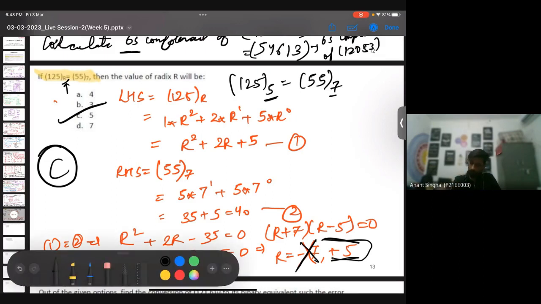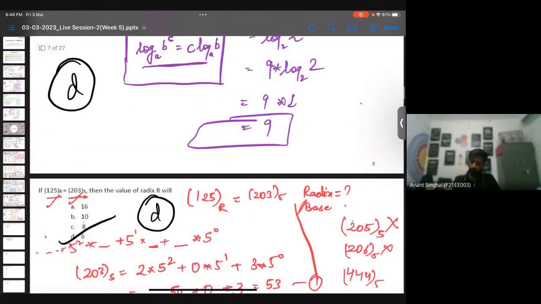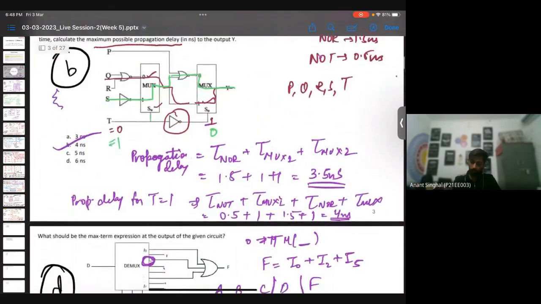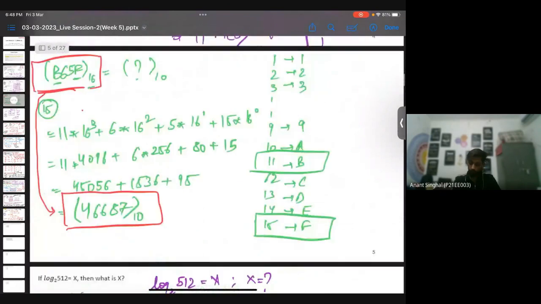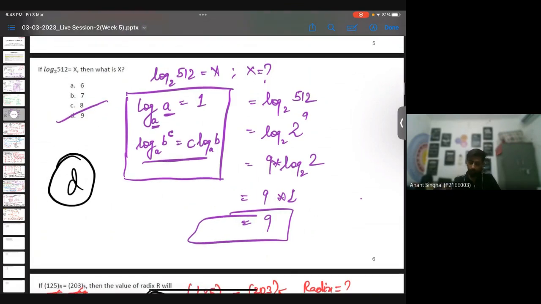Let me try to summarize also. We started this session with two of the previous assignment problems which were asked by a certain student. Then we covered the number system. The first question that I discussed was a mathematics-based question which tells about some properties of log. So we studied two major properties of log that we used to solve the question.